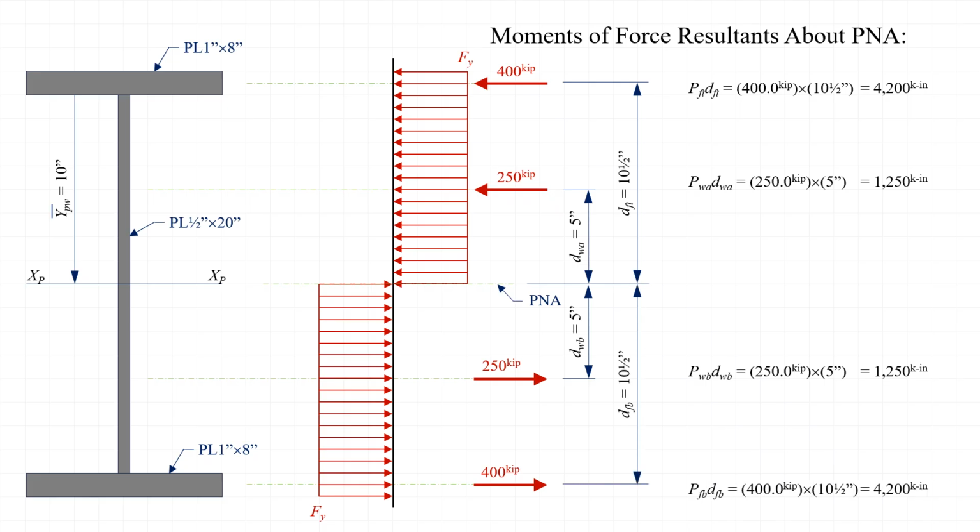And finally, we can calculate that the moment created by the plastic force resultant in the bottom flange, like the top flange, is also equal to 4,200 kip-inches. Note that even though 2 of the plastic force resultants are acting to the left and 2 are acting to the right, they all act to create a counterclockwise moment about the plastic neutral axis. Thus, they are all treated as positive.